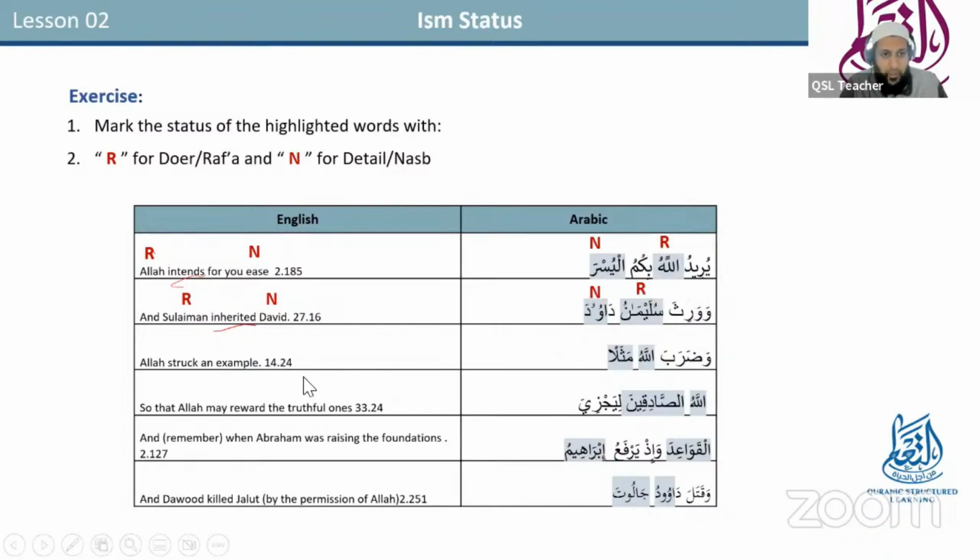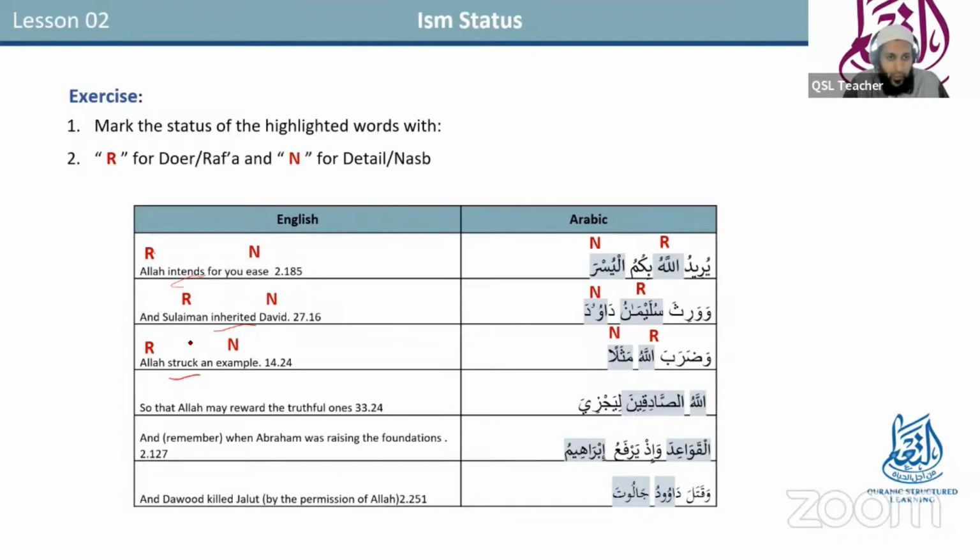Third example, Allah struck an example. Action word is struck. So who's doing the striking metaphorically on this occasion? Clearly Allah is rafa'. The word Allah is rafa'. And nasab is mathalan, which means example, because that's the detail of the ayah.